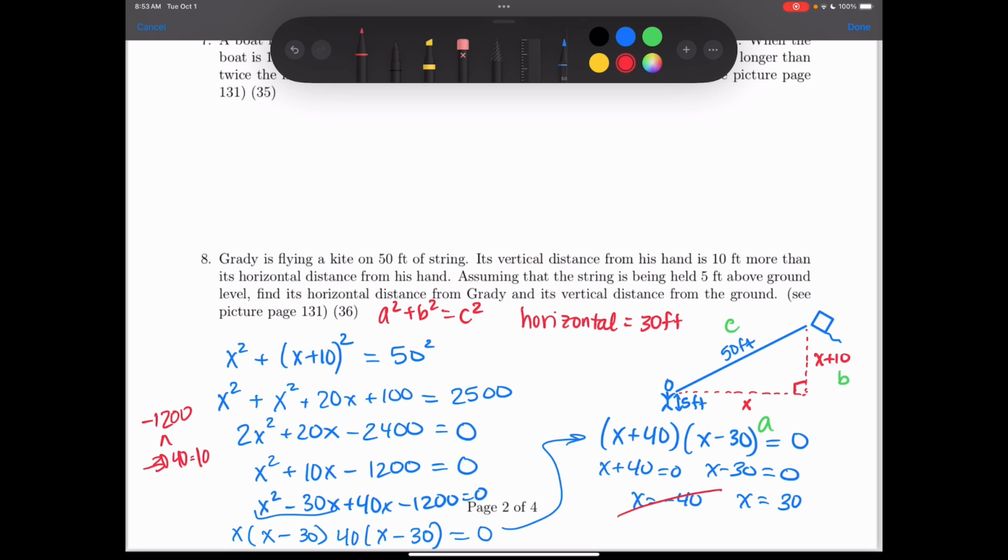Now the vertical distance is a little different because I have 30 plus 10, but what else did I know? Distance from the ground, so I need to also add this 5 in for how far he is off the ground. So that's 5 there. So this is going to be 30 plus 10 plus 5 for a total of 45 feet. So that's what I'm looking for on one like that.